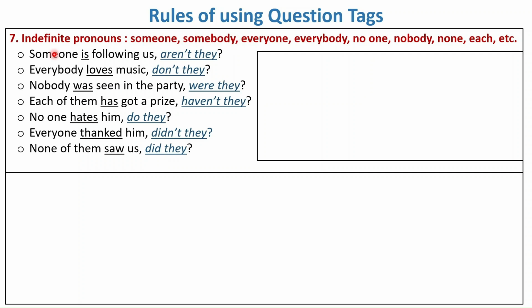Let's observe the examples. Someone is following us, aren't they? Everyone loves music, don't they? Nobody was seen in the party, were they? Each of them has got a prize, haven't they? No one hates him, do they? Everyone thanked him, didn't they? None of them saw us, did they?